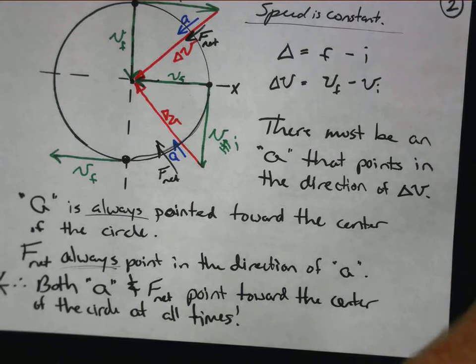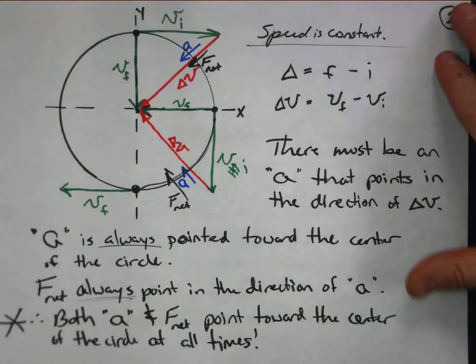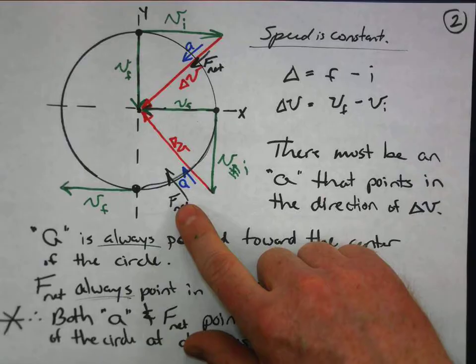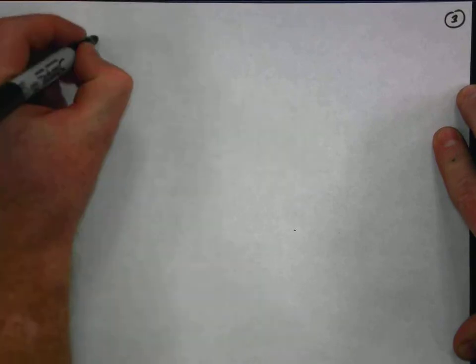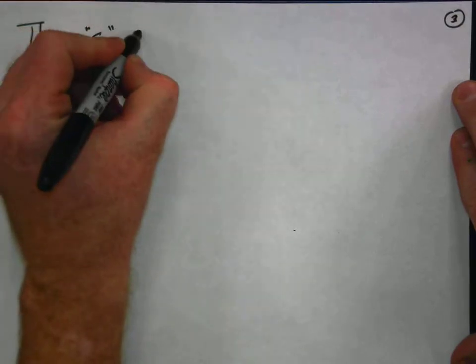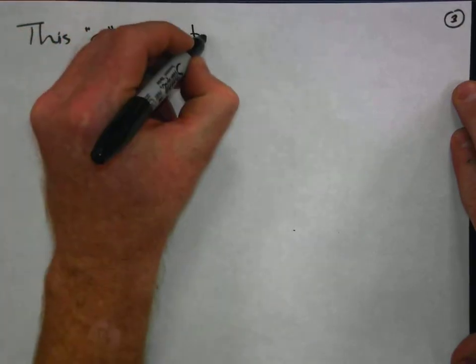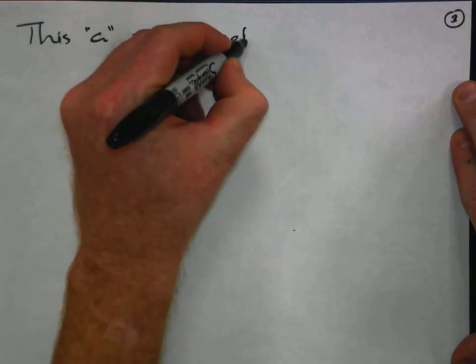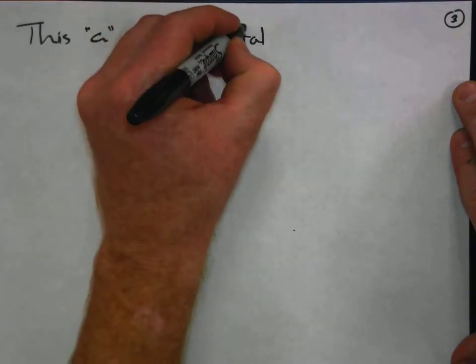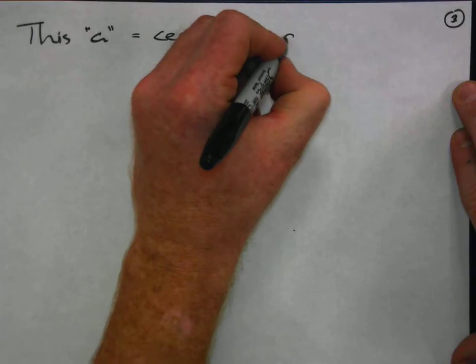Now, we've got the foundation laid down for understanding this acceleration and this net force. But there's a little bit of terminology we want to learn. So, page 3. We have this acceleration. This acceleration has a name. It's called centripetal acceleration. Sorry, centripetal, that's T, acceleration.